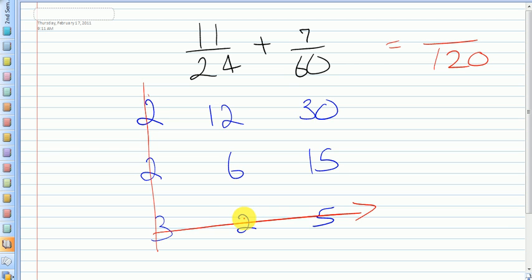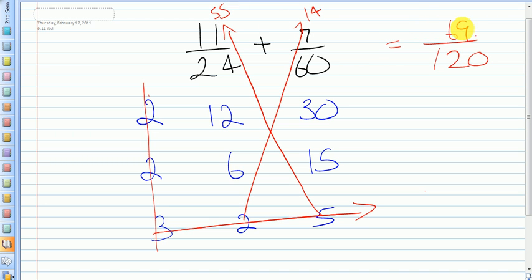You take the last 2 factors and you kind of cross multiply this way. 5 times 11 is 55. 2 times 7 is 14. 55 plus 14 is 69. And there's the solution for that problem. So we're going to go through that again.